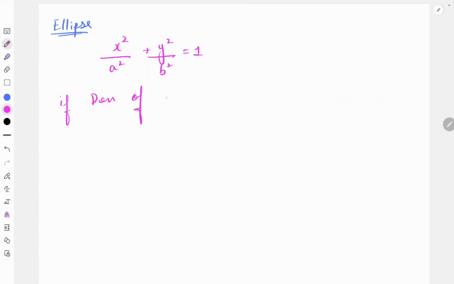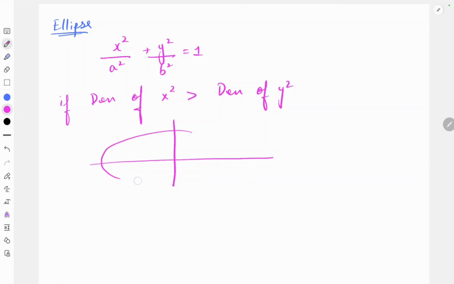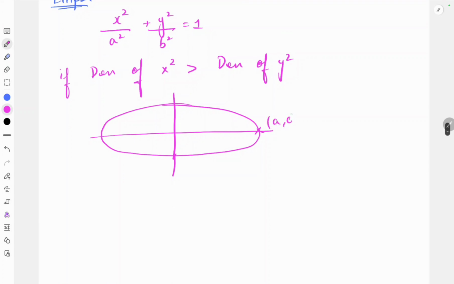Next thing is ellipse. Ellipse equation is x square by a square plus y square by b square equal to 1. See here, if denominator of x square is greater than denominator of y square, then the major axis will be along x-axis, it will be like this. This coordinate will be a comma 0, and this will be minus a comma 0, and this will be 0 comma b, and this will be 0 comma minus b.